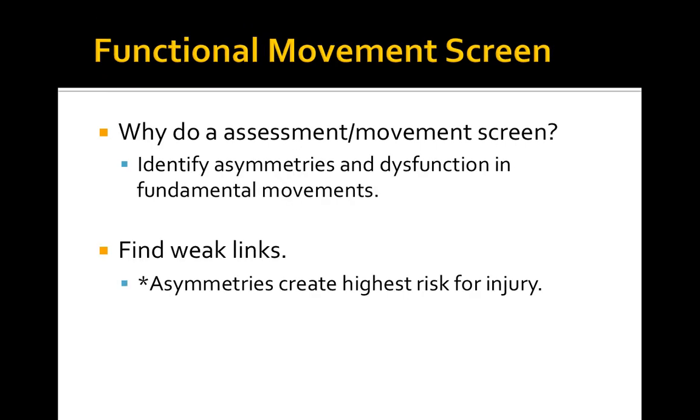Why do we want to do an assessment screening? Well, it's to identify asymmetries and dysfunction in the fundamental movement patterns. Asymmetries are a key thing for determining whether or not someone's prone to risk of injury. Like I said, asymmetries can throw the whole body out of whack and make the wrong muscles fire when they're not supposed to. Asymmetries are indicating weak links in the chain. If you can attack these first before anything else, the likelihood of injury is greatly reduced.